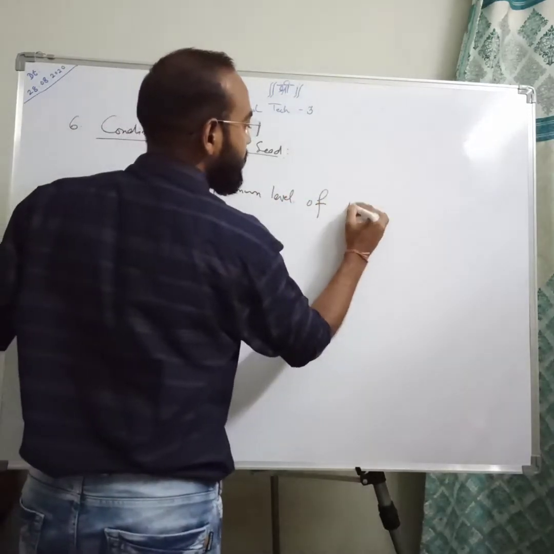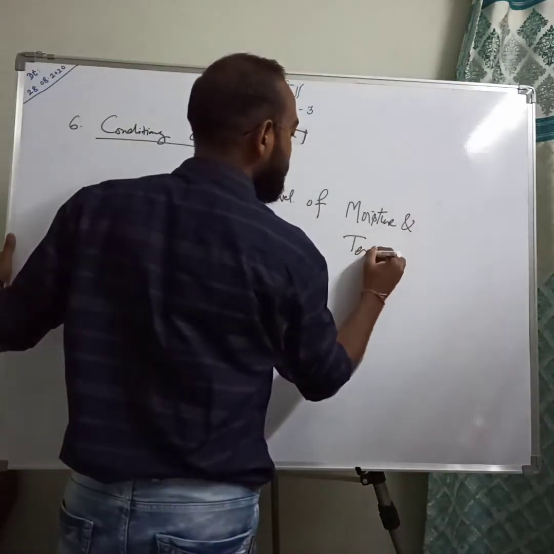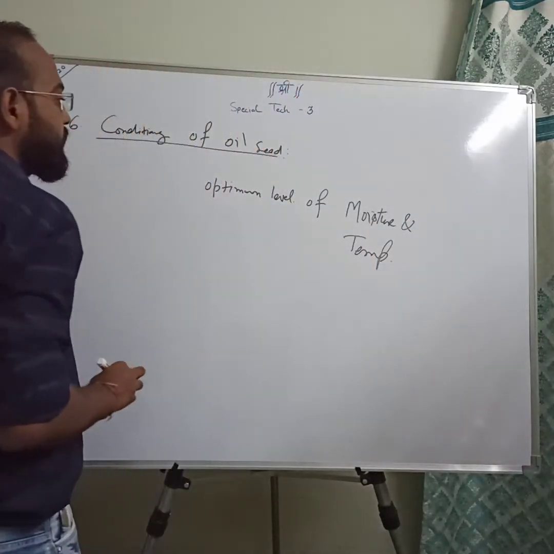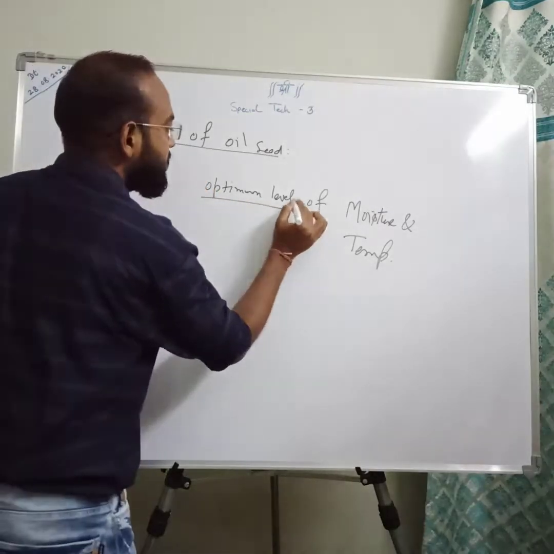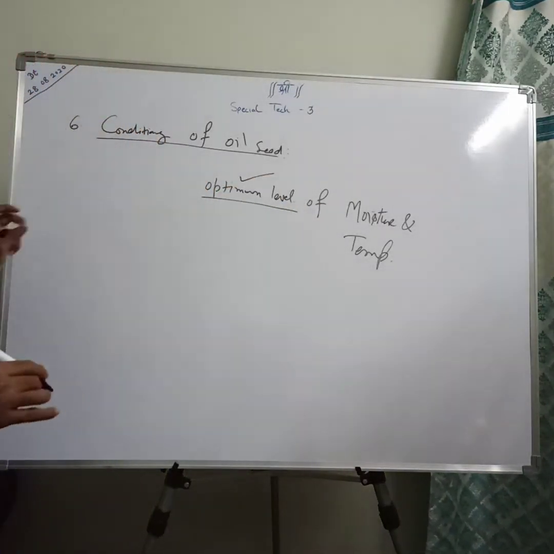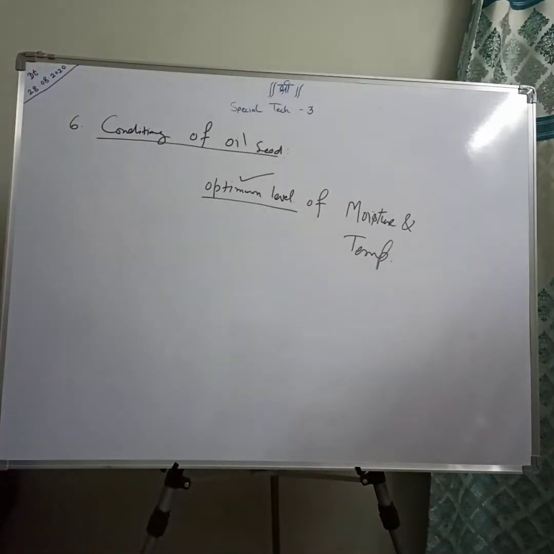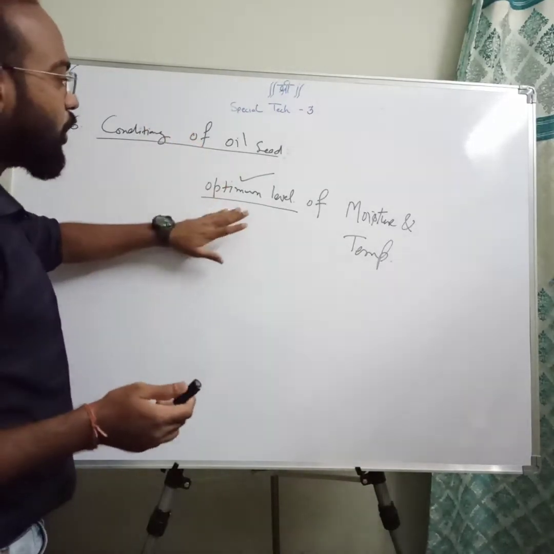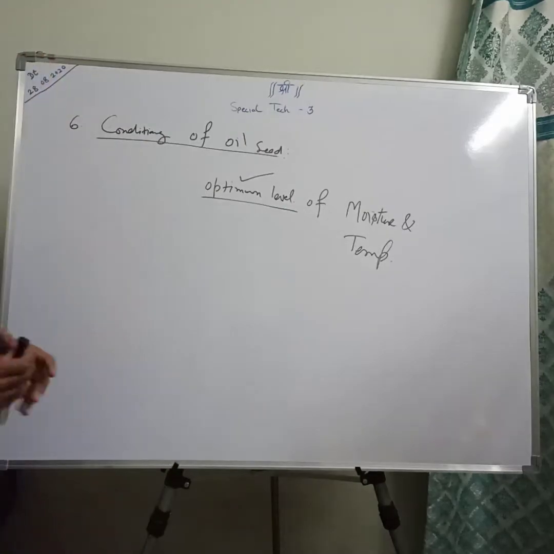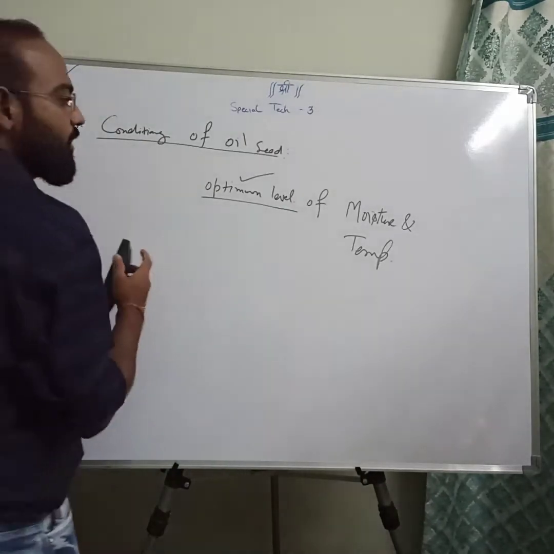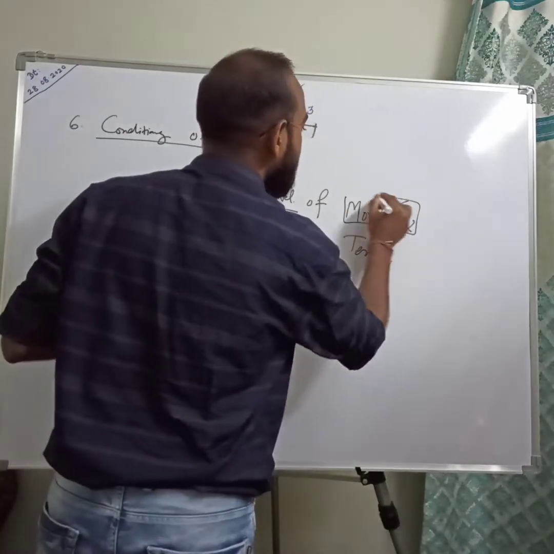of moisture and temperature. This optimum word plays a very important role. Optimum level of moisture and temperature. The process by which we are able to bring our oil seeds to the optimal level of moisture and temperature content is known as conditioning of oil seeds. Basically, we are mainly focused on moisture now with conditioning.